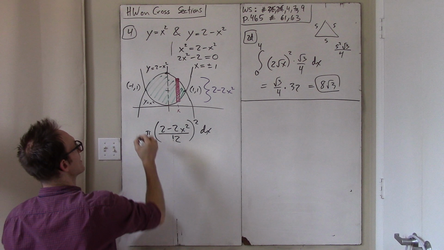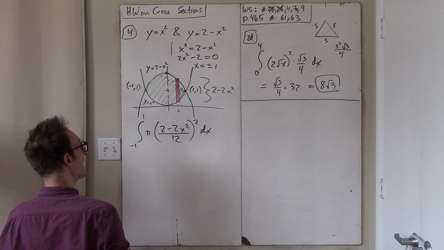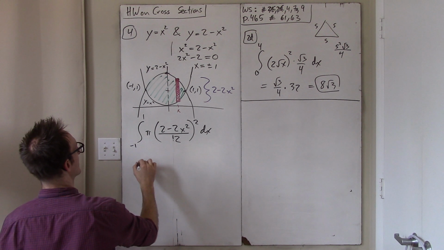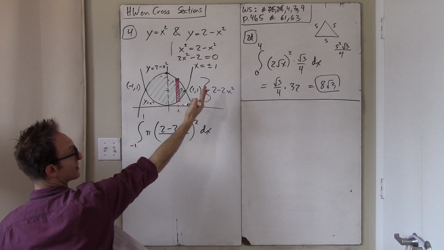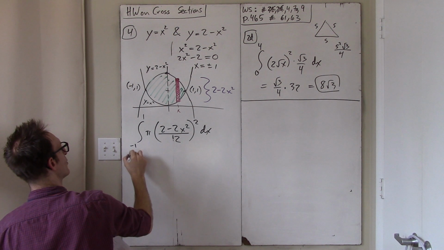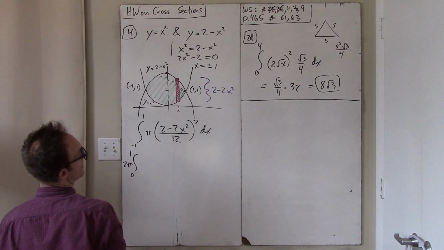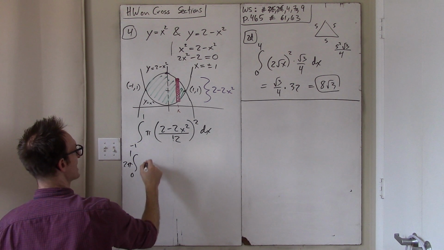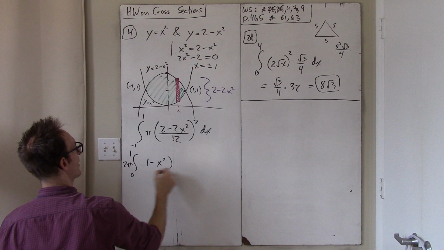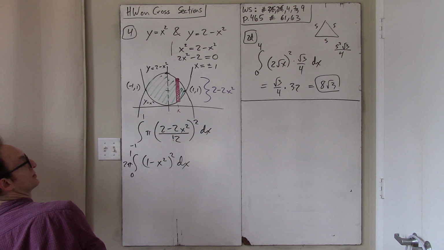That's what we're doing. And then we add them all up from -1 to 1. Okay, a couple things going on here. First of all, both these functions are even, so I can save some time by just going from 0 to 1 and multiplying by 2. So I'll do that. And then, let's see, this simplifies to 1 minus x squared. So now it's just this integral to do.